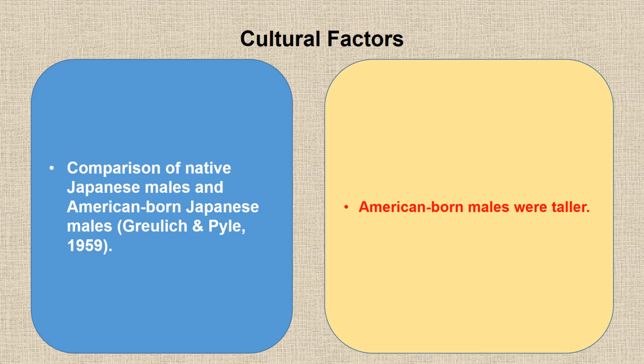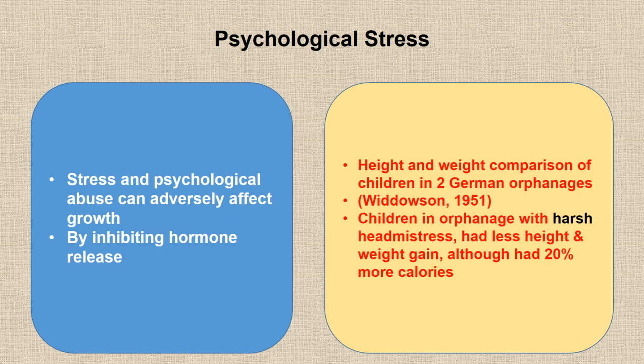Cultural factors. Now, a study was made comparing native Japanese males and Japanese males who were born in America, and it was found that the Japanese males who were born in America were much taller than their native counterparts. Now, psychological stress and psychological abuse can also adversely affect growth. This is believed to happen by inhibiting hormone release.